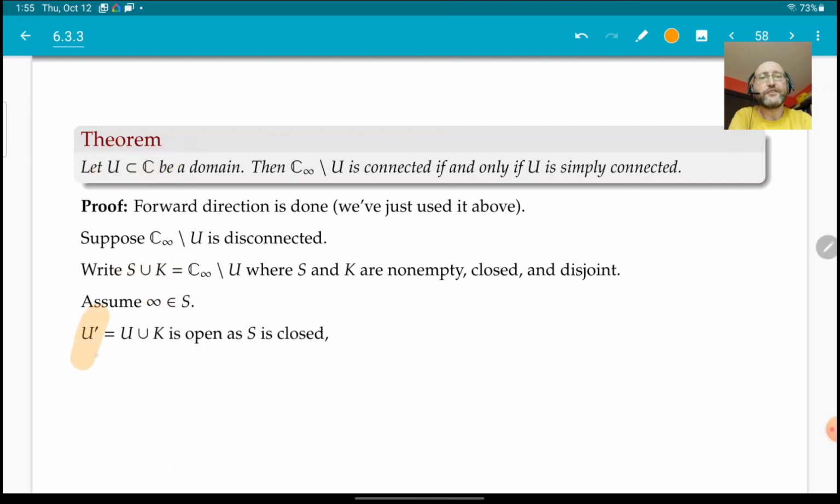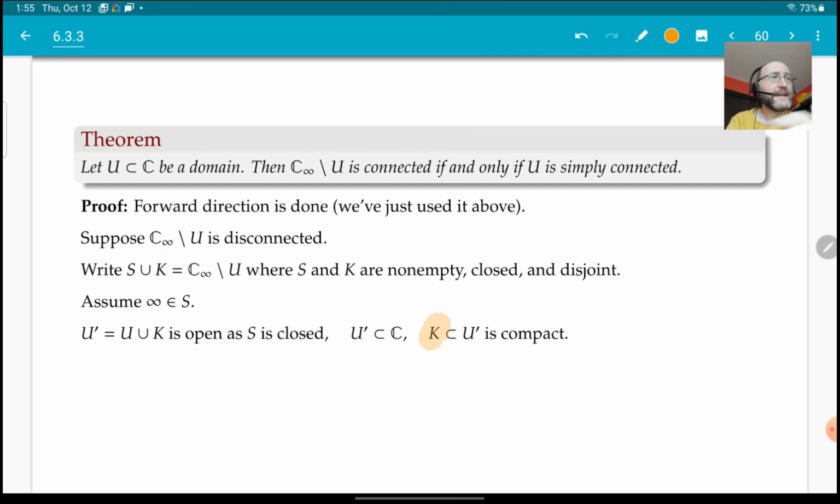So now let U prime be U union K, right? K is closed, S is closed. We can add K to U and we still get an open set, because the other one is closed. Because S is closed, this is open. It's a subset of C because S contained infinity. So U prime cannot contain infinity, therefore it's a subset of the complex plane.